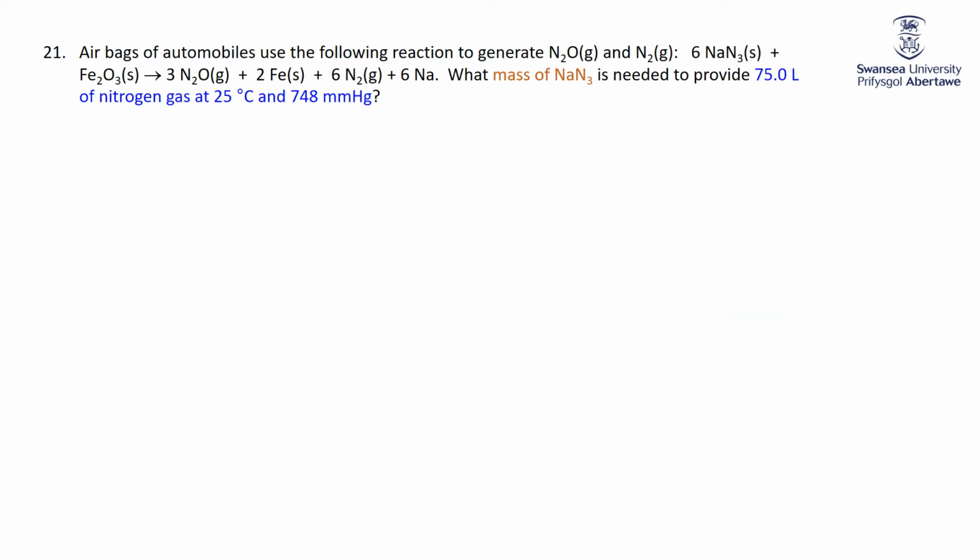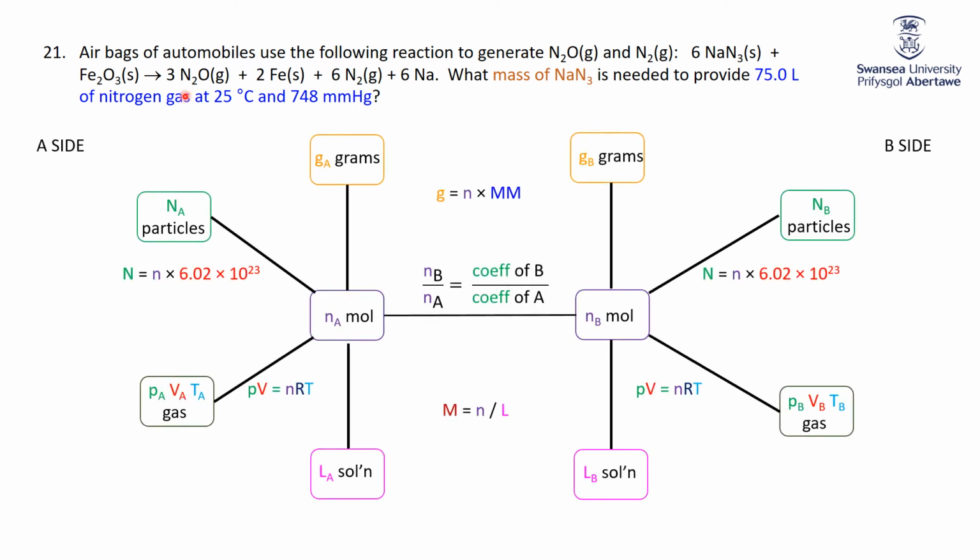Finally, we're going to close out this section of the worksheet by moving to gases. So airbags, jolly good. Complicated equation, jolly good. What mass of NaN3 needed to provide 75 litres of nitrogen gas? So that's a volume, temperature, and pressure. So A, we know about N2, and we know about its pressure, volume, and temperature of a gas, and we are asked for grams of NaN3. So B compound is NaN3. We want grams, so we're going there. So we're going 3 steps.